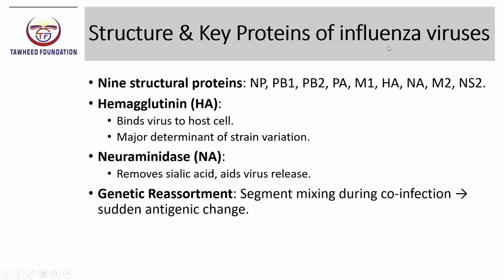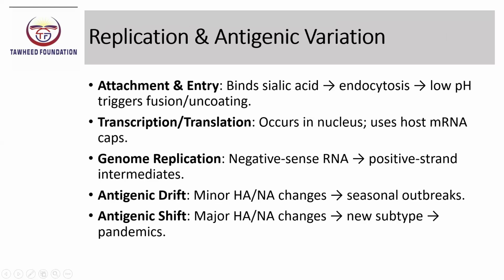Structure and key points of influenza. There are a total of 9 structural proteins present in influenza virus: NB, PB1, PB2, PA, M1, HA, NA, M2, and last is NS2. Hemagglutinin binds virus to host cell and is a major determinant of strain variation. Neuraminidase removes sialic acid, aiding virus release. Genetic reassortment is segment mixing during co-infection, causing sudden antigenic changes.